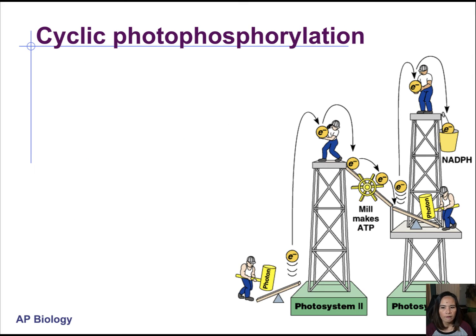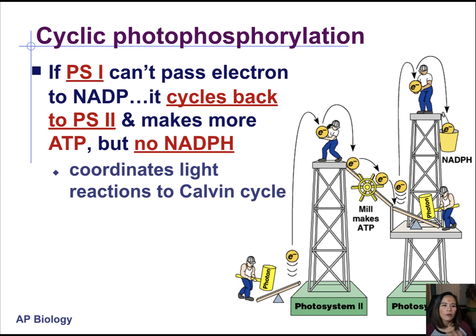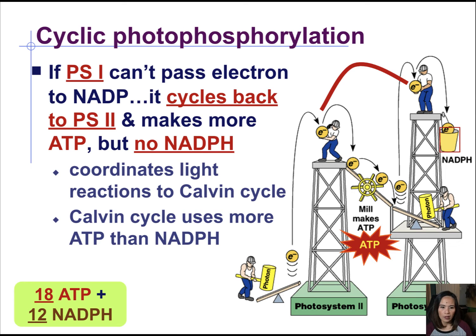Now, what about cyclic photophosphorylation? If PS1 passes the electron to NADP, then it cycles back to PS2 and makes more ATP, but no NADPH. It goes both ways, either cyclic or non-cyclic, as long as they're able to generate ATP. That's the most important thing we need to know. So it coordinates the light reaction to the Calvin cycle in this process, and the Calvin cycle uses more ATP than NADPH. It generates about 18 ATP and 12 NADPH to produce 1 C6H12O6, or your glucose.